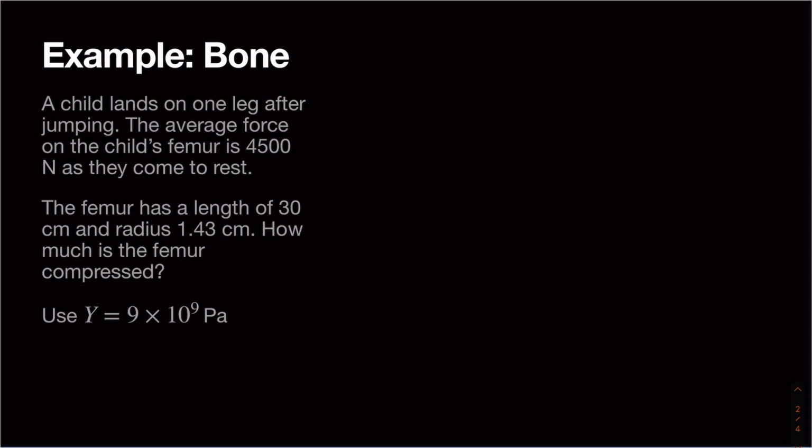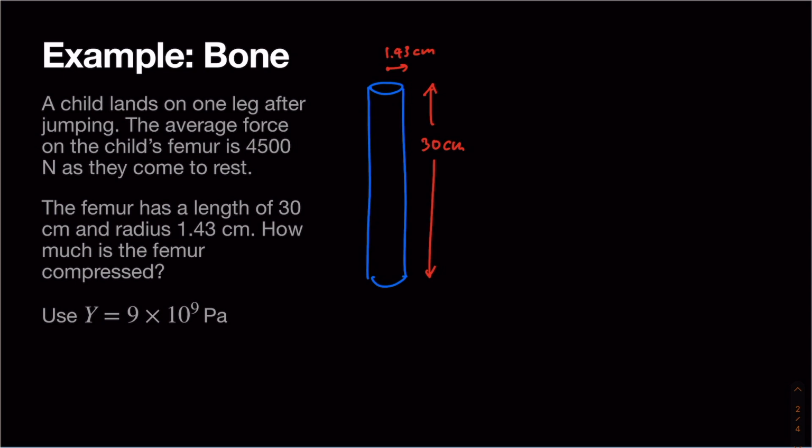So let's just sketch the setup. We have a femur bone which we're going to idealize as a cylinder, like this, with a dimension of 30 centimeters this way, and a radius of 1.43 centimeters. And that reaction force that brings the child to rest is a force of magnitude 4,500 newtons, which acts at either end of the cylinder.